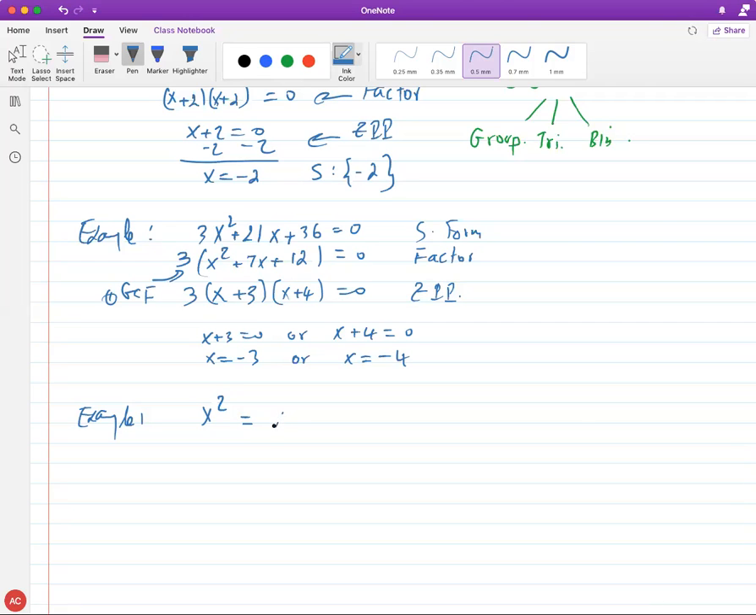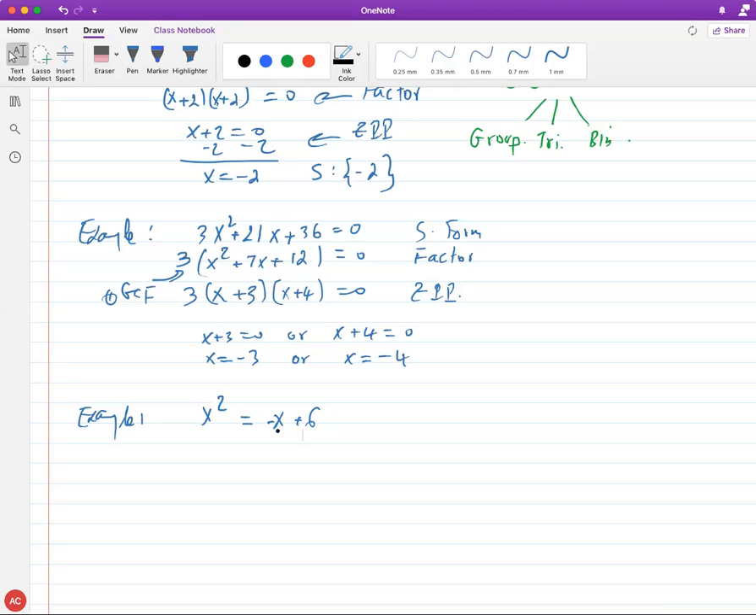Or just x. And possibly, let's see. Say this, for example. Okay, we have x to the second equals -x plus 6. So quadratic, again, we want to solve it. What do we do first?